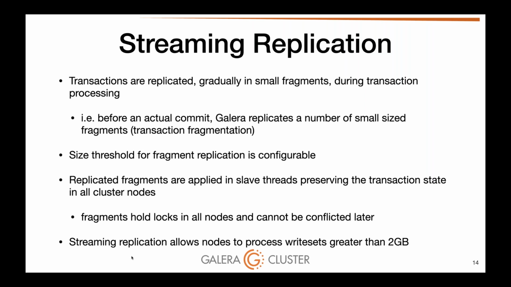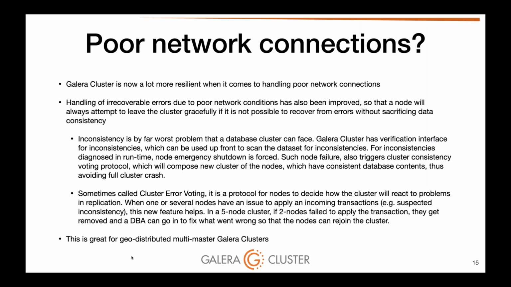And I think that's extremely useful as an end user. You have poor network connections, and this is common inside of a WAN or a cloud. Galera is more resilient when it handles poor network connections. Basically, inconsistency we find to be the worst problem you can face. Galera will verify the interface and scan the data set for inconsistencies, and if we diagnose one during runtime, emergency shutdown of the node is forced.